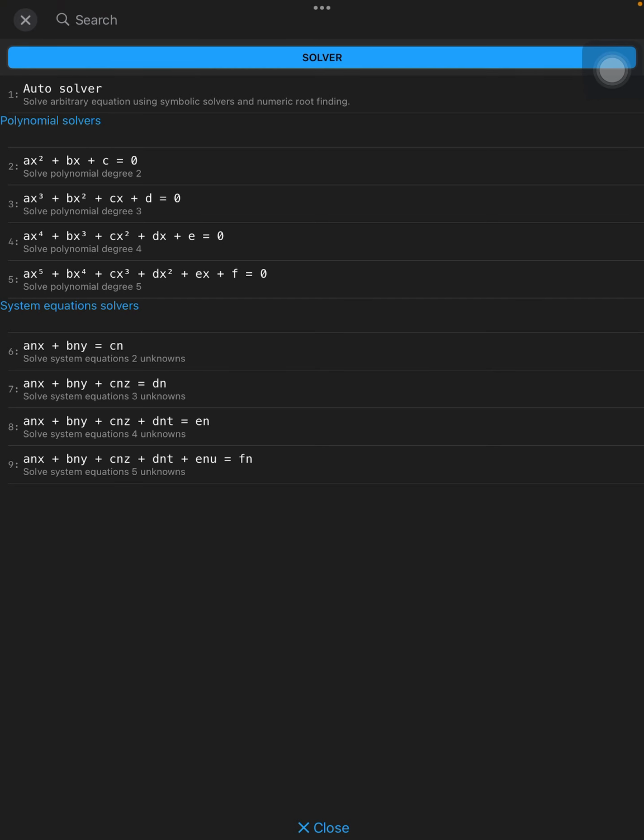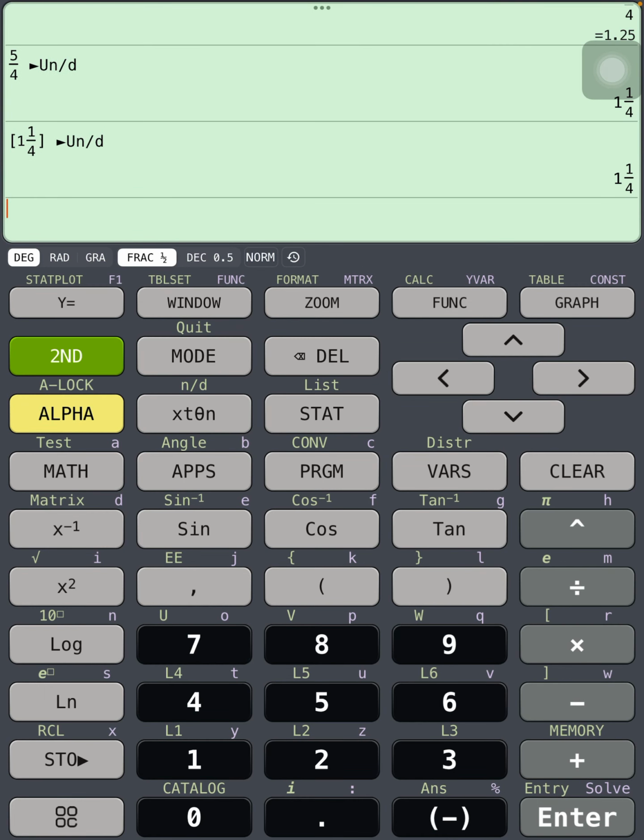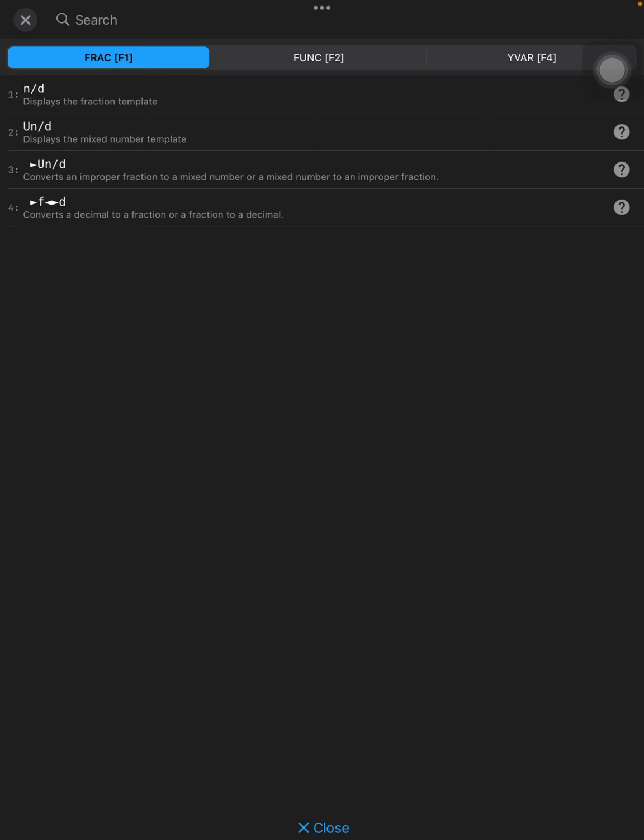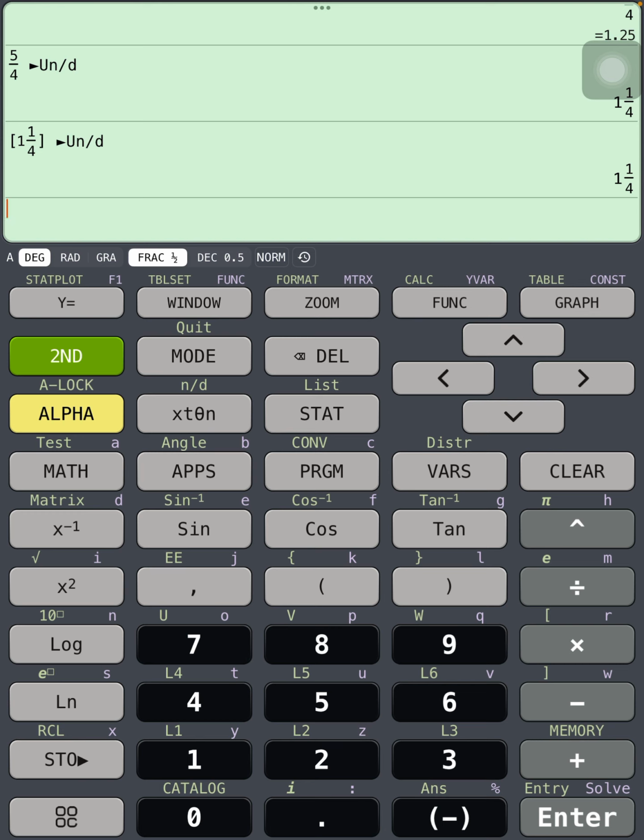Oops. And we're going to get, well, so did they lie to us? Number 3 says converts an improper fraction to a mixed number or a mixed number to an improper fraction. However, sometimes these calculators have mild errors in them. And so I don't see that it did just that. So if we want to convert to a mixed number, well, then we might be out of luck.